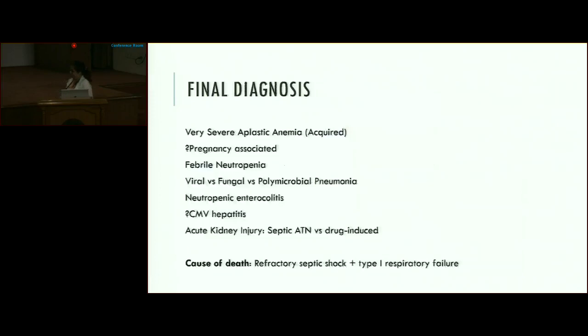And my final diagnosis will be very severe acquired aplastic anemia, which is likely pregnancy associated, with febrile neutropenia, with viral versus fungal versus a polymicrobial pneumonia, with neutropenic enterocolitis, query CMV hepatitis, with acute kidney injury, septic ATN versus drug induced. And the cause of death is most likely refractory septic shock plus a type 1 respiratory failure.